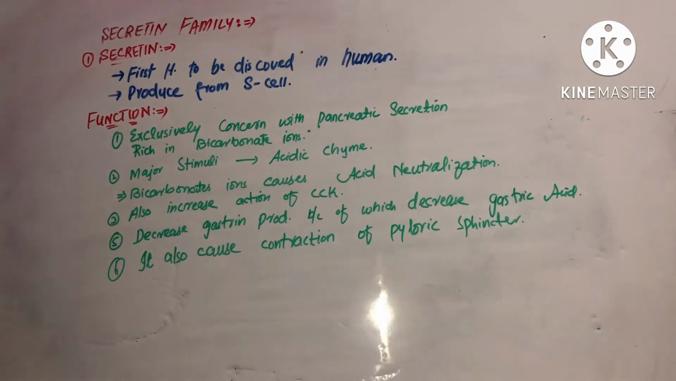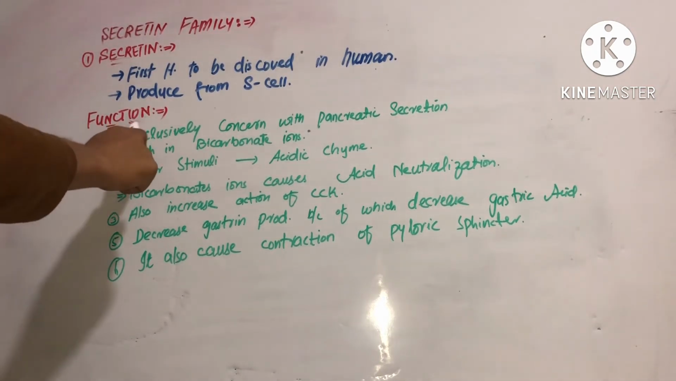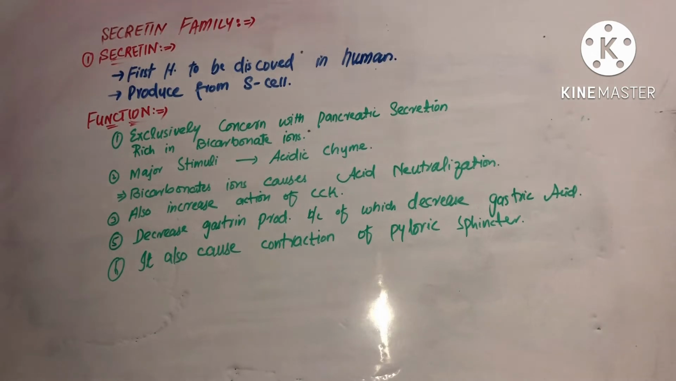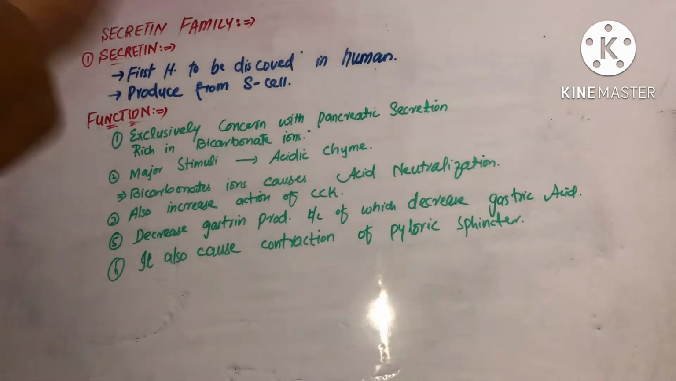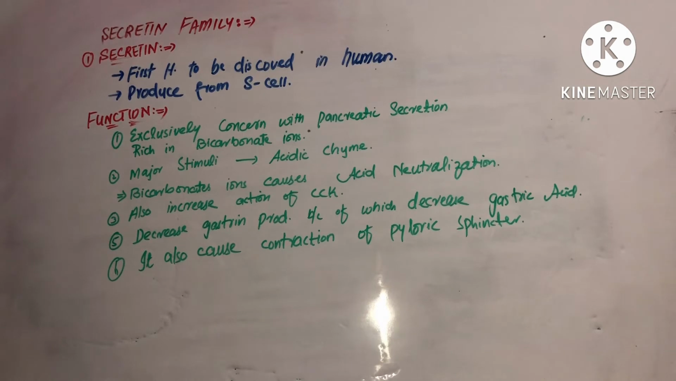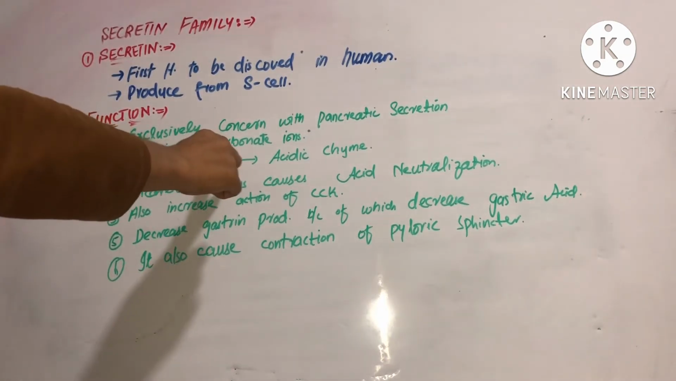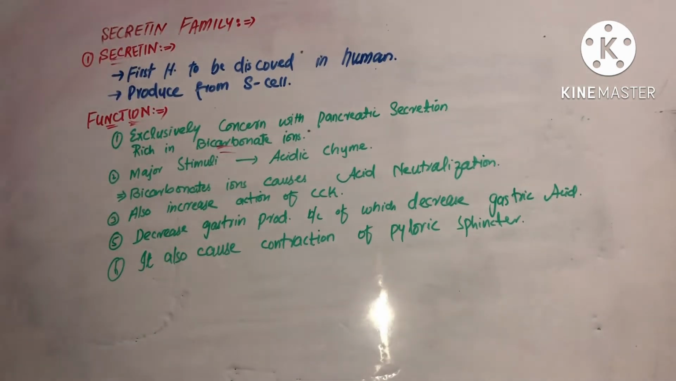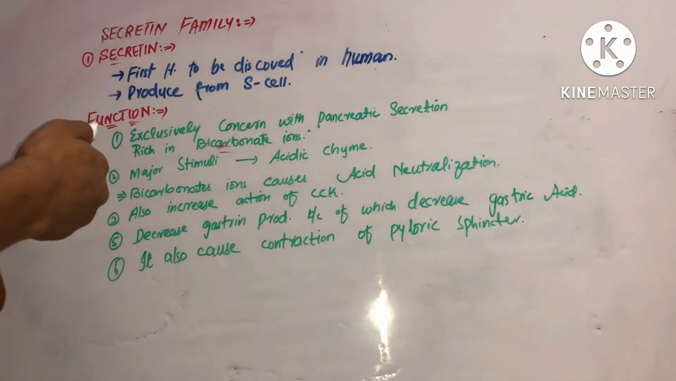Secretin has a historical role because it is the first hormone to be discovered in humans. It is produced from S cells. What is the function of secretin? It is exclusively concerned with pancreatic secretion, which is rich in bicarbonate ions. It causes the pancreas to secrete fluid rich in bicarbonate ions. Why is it rich in bicarbonate ions?